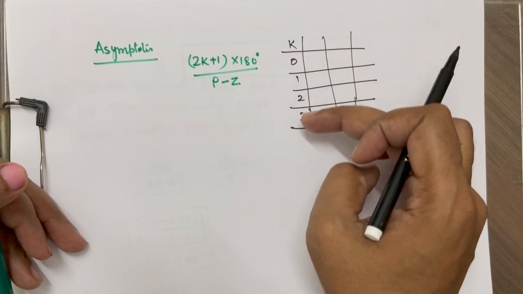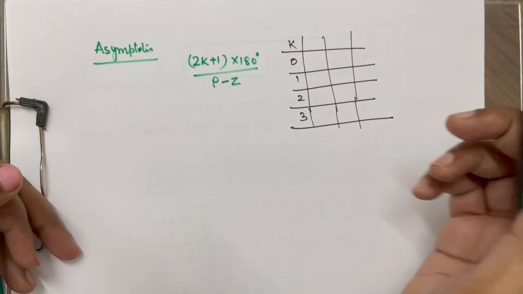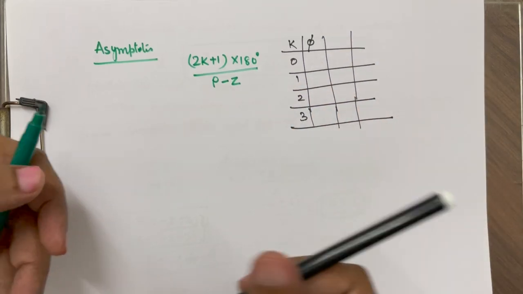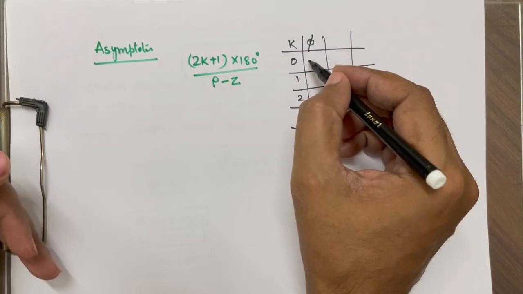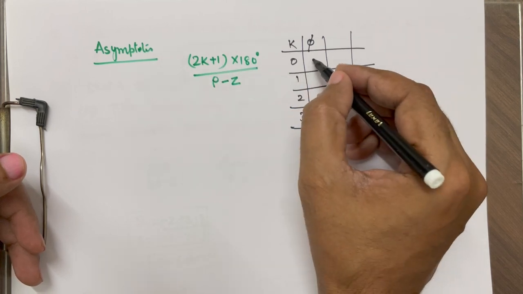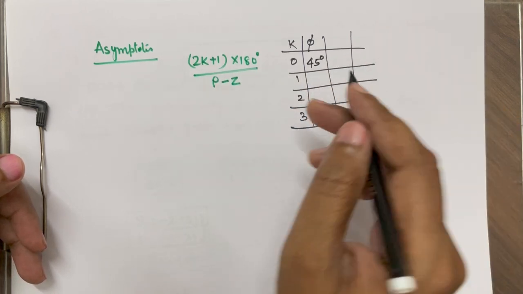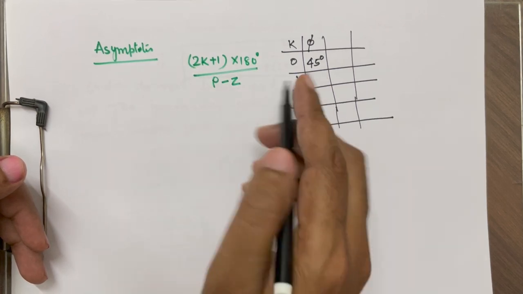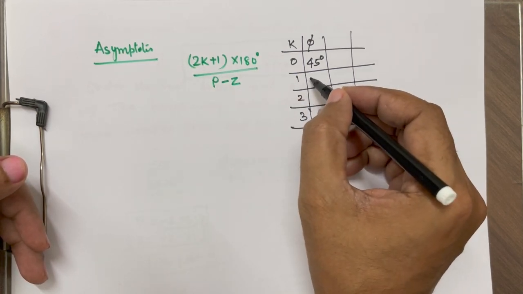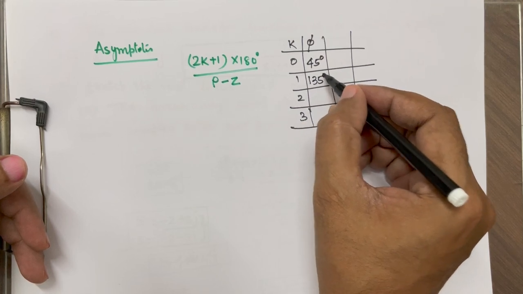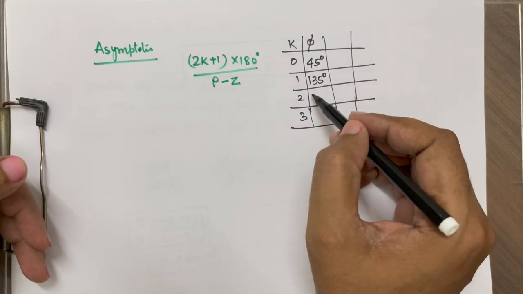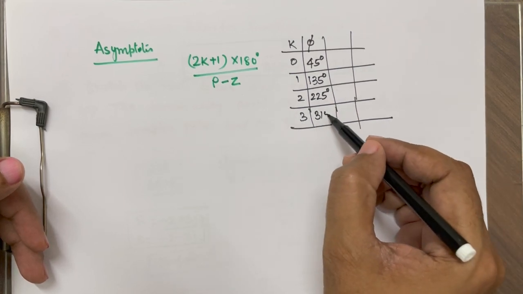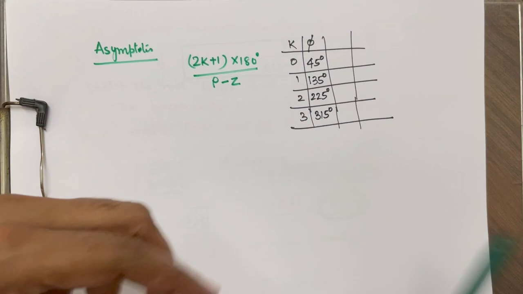There will be 4 poles and 4 values, and k will go from 0 to 3. Here it is the angle, let's say that is phi. The angles are: if I put k equal to 0, it is 45 degrees. Then for k equal to 1, it is 3 into 180 by 4, so it is 135 degrees. Then we have 225 degrees. And finally, we have 315 degrees.